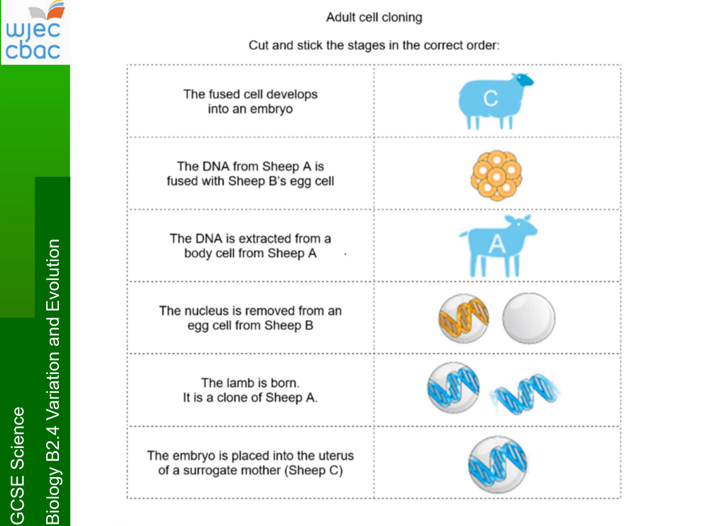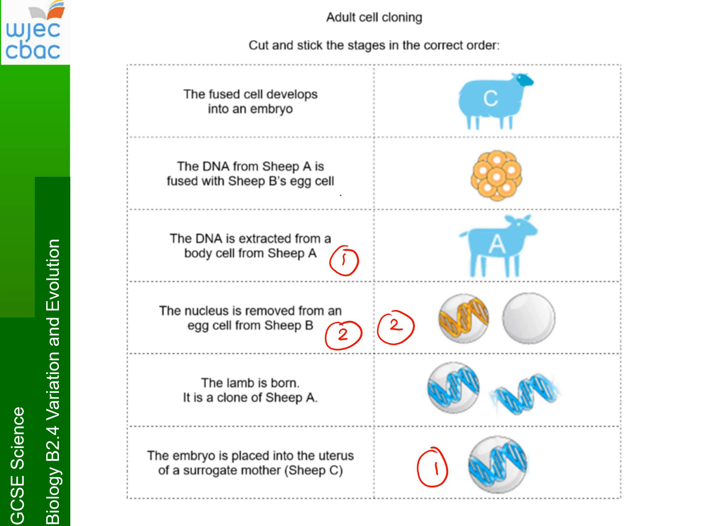So number 1, the DNA is extracted from the body cell of sheep A. Now you might be confused and think, well, this would be the diagram that will go with it. This is supposed to be a lamb, compared with our sheep up there. So the picture that goes with it is this one here. Number 2, a nucleus is removed from the egg cell from sheep B. So it's this statement, and the image is this one, because we can see that the DNA has been removed and we've got an empty egg cell.